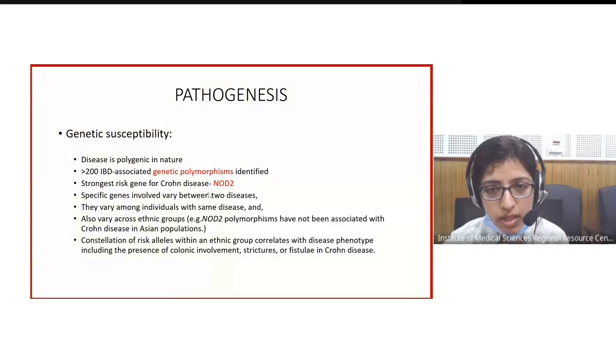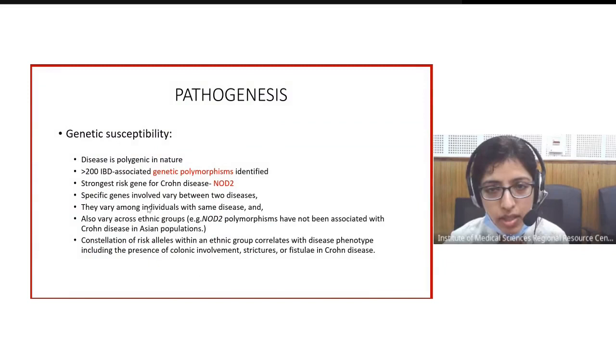And the strongest risk gene that has been identified in Crohn's disease is NOD2. Now, the specific genes that may be involved in Crohn's disease and ulcerative colitis, they vary. Variable genes are involved, and also two individuals suffering from the same disease will not have to have the same set of genes involved. So there are variable combinations of these genes. It's not that all of the genes are involved. It's not that a specific set of genes is seen in all the patients. So this is the variability of the genetic component.